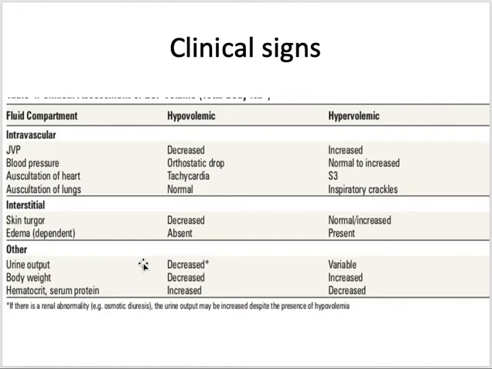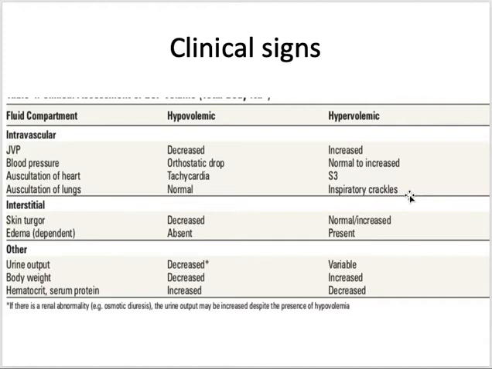And hematocrit will be increased because of concentration in the blood. On the other hand, if you examine the patient who is hypervolemic, the JVP will be increased, blood pressure can be normal to increased, auscultation of the heart can lead to the production of the third heart sound, which is basically due to volume overload. Maybe the patient has pulmonary edema, and that will lead to inspiratory crackles. Skin turgor can be increased or can be normal. Edema may be present.